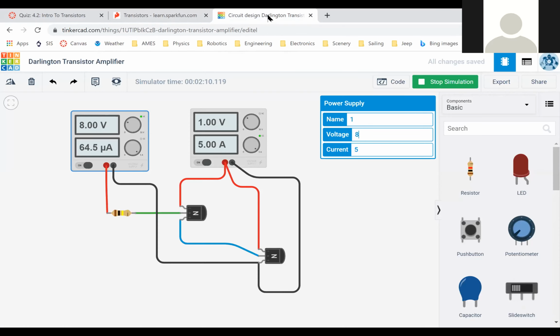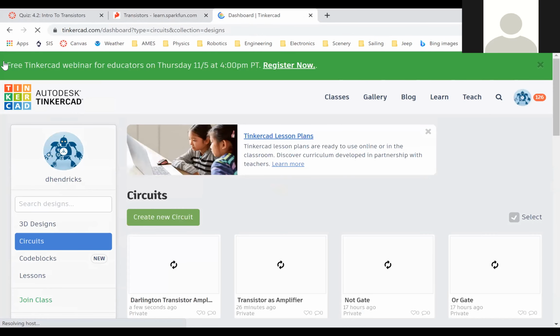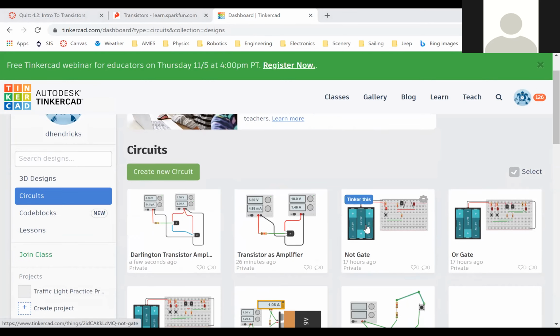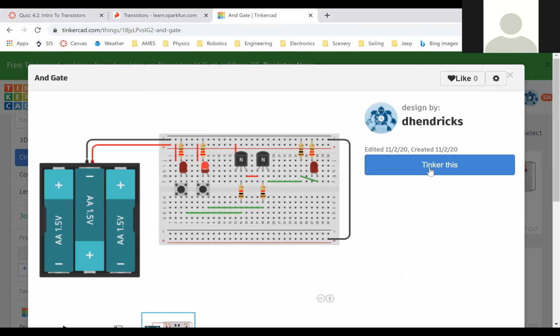Okay, so let's go back to my collection of nifty circuits that I've built, and let's take a look. What I've done is something that I'm going to ask you guys to do. I never ask you to do things that I haven't already done myself. You can see here I've got a couple of gates. I've got a NOT gate, an OR gate, and an AND gate. So let's start with the AND gate. Let's tinker with that.